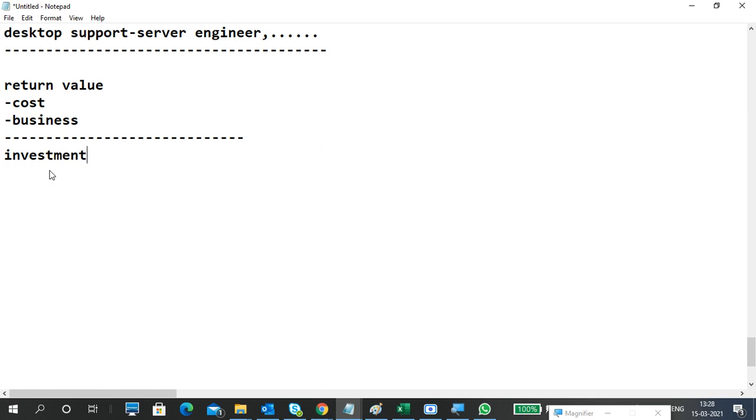Investment, money investment, cost investment. That is a challenge. What are the challenges? Cost investment on infrastructure.